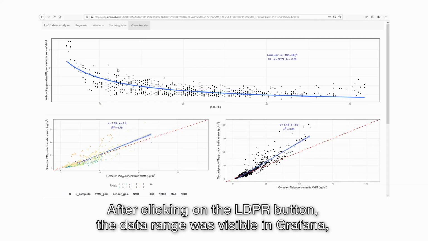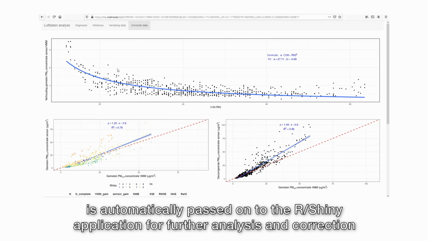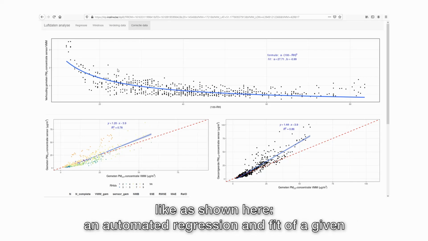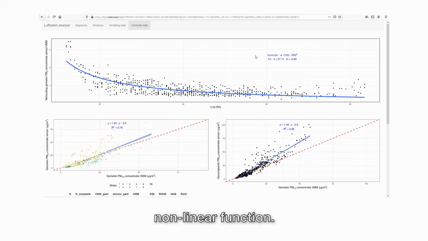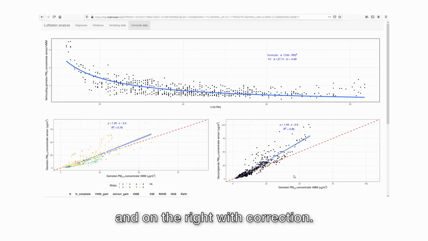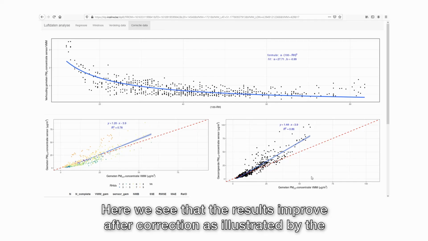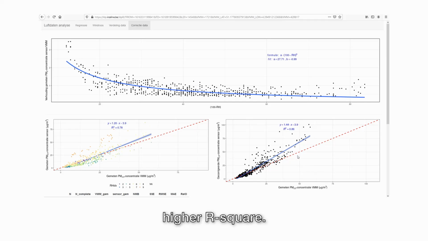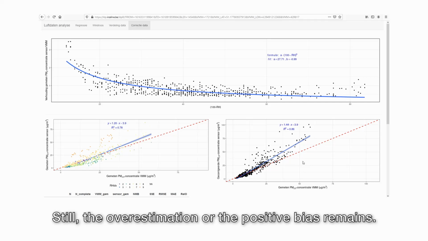After clicking on the LDPR button, the data range that was visible in Grafana is automatically passed on to the R Shiny application for further analysis and correction, like as shown here, an automated regression and fit of a given non-linear function. The graphs below show the results on the left without correction and on the right with correction. Here we see that the results improve after correction as illustrated by the higher R-square. Still, the overestimation or the positive bias remains.